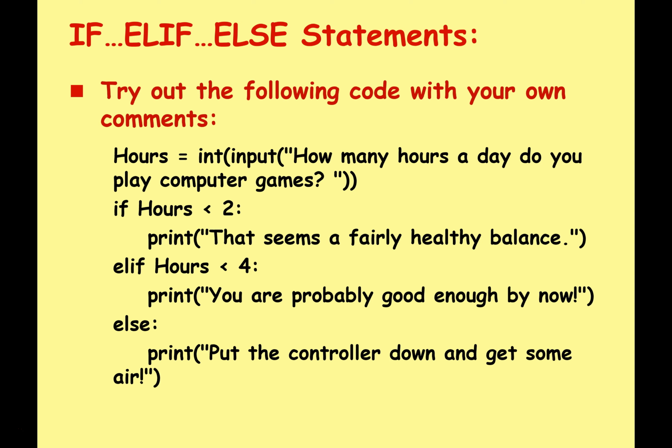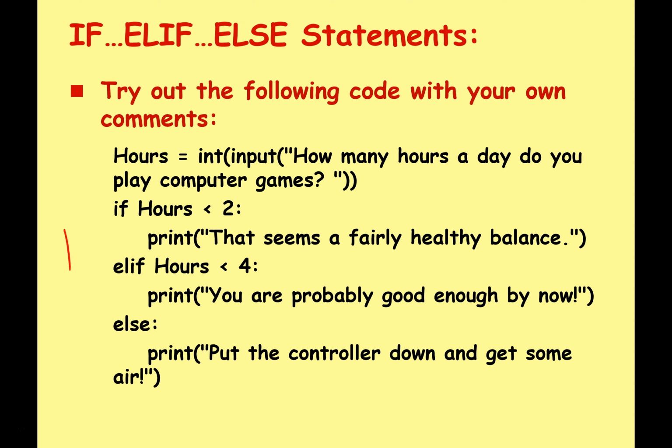If we take a look at this code, hopefully it's not too complicated. Again, we're just going to input a number of hours. If the hours is less than 2, so if this is true, it'll execute that. And then we've got the ELIF, ELIF hours less than 4. Well, if this is true, it'll execute that. And then if all the conditions are false, if this is false and this is false, it will then execute the else statement. Again, you've got to think about it carefully when you're plotting your conditions.